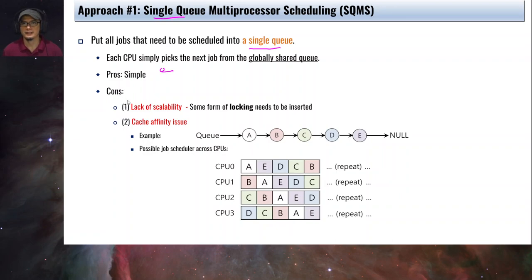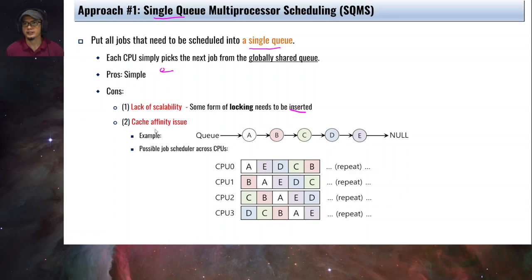The first one is the lack of scalability. Some form of locking needs to be inserted because this will be a shared data structure. So the more processors that are competing to get the lock, the more the performance will be affected. So as you add more processors or cores, several processors will compete to get a lock on this shared queue, and that will be a problem.